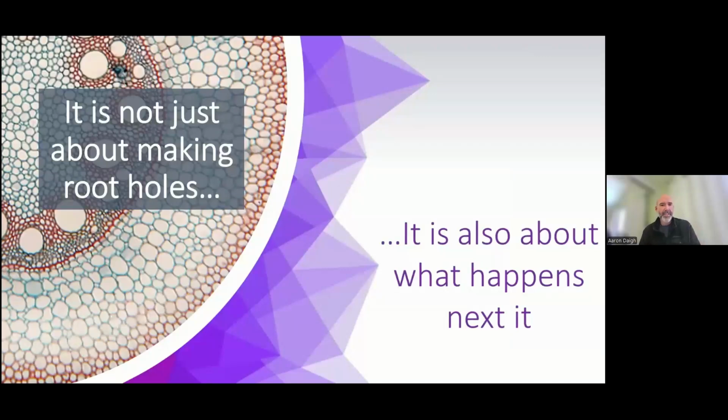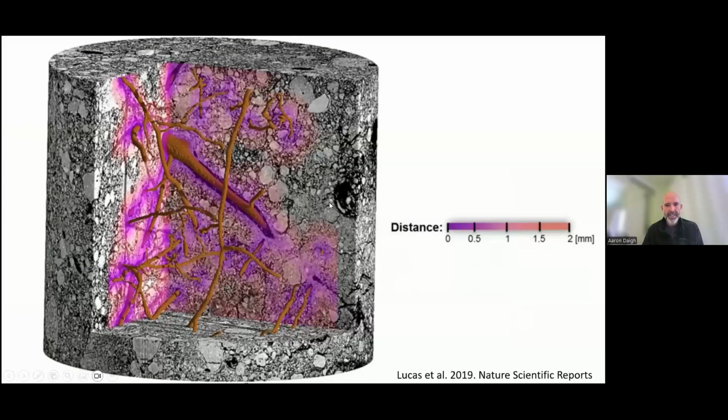But it's just not about making a root hole. It's also about what happens next to it over time. So if we take a CT scan of a soil here, you can see all the minerals in it. You see the roots highlighted in brown here, but all this purple area around it is area where that root likely has a very good chance of influencing that soil in the immediate area around it, the rhizosphere there.